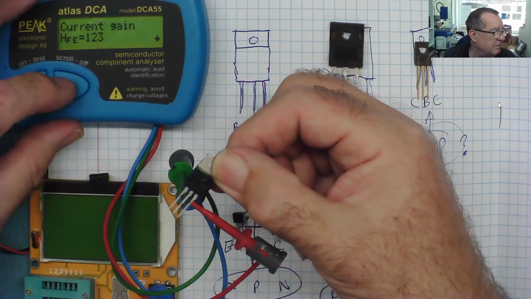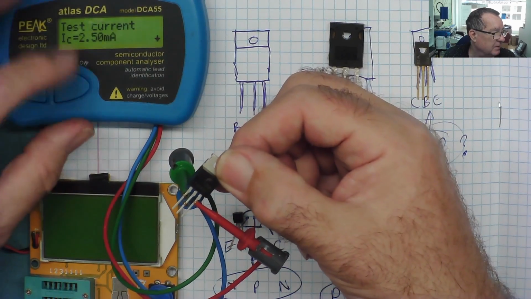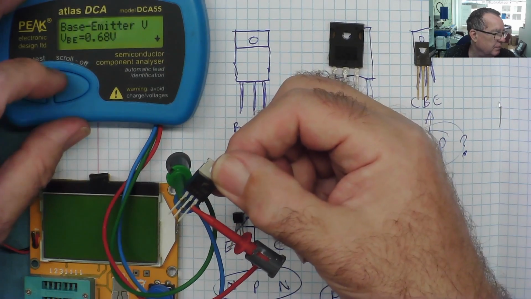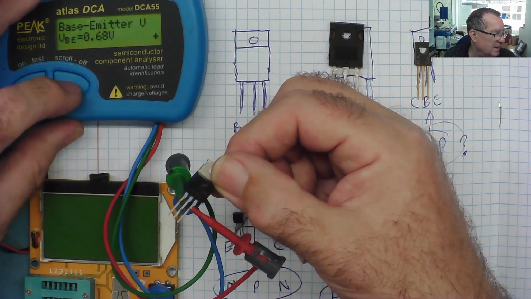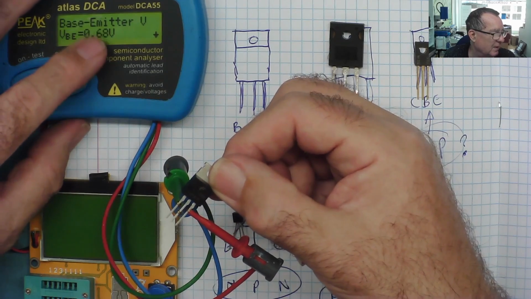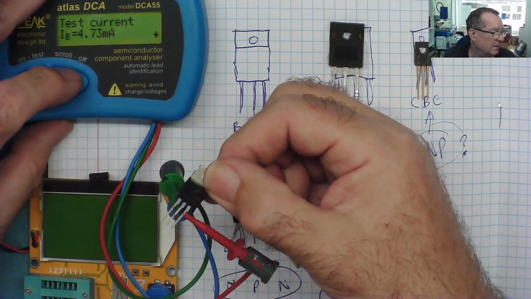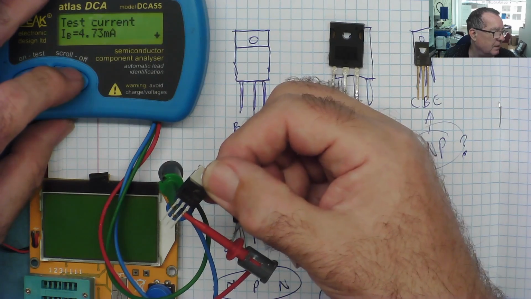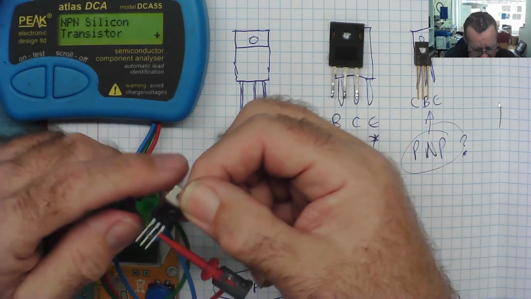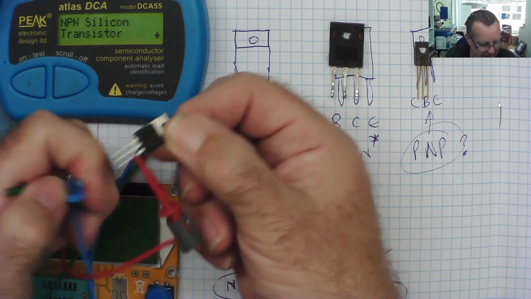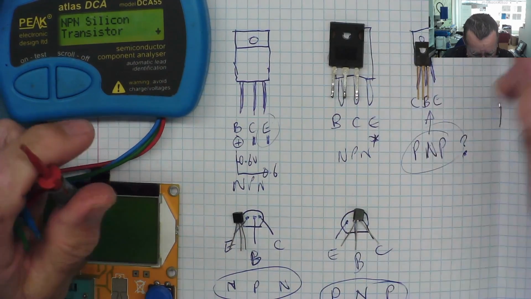This will also give us the gain. I'll talk about this in a little bit, HFE. It tells you the test current is 2.5 milliamps, and it's telling us the voltage base emitter is 0.68. That's the voltage at which the transistor turns on. Again, we'll talk about that in a moment. Test current of 4.73. Leakage current is basically if the transistor is passing current when it shouldn't, so it's a good thing to use an analyzer.